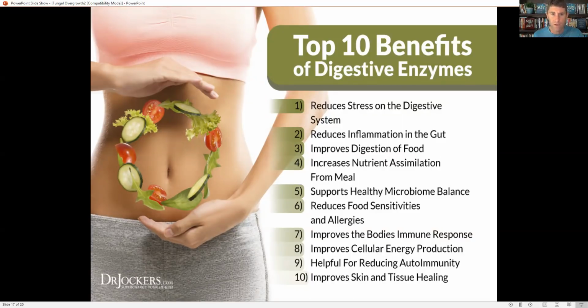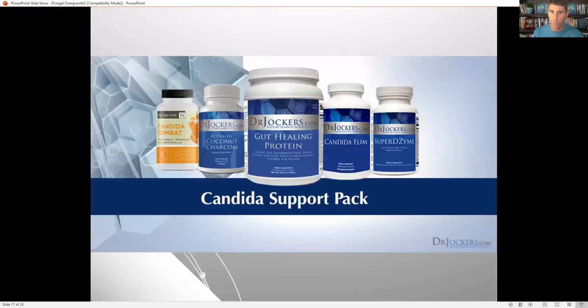So taking stress off the gut, a lot of good digestive hygiene strategies, eating the right foods, being relaxed, taking some deep breaths before you eat, all very important. And then also adding in some digestive enzymes can be very, very helpful as well.